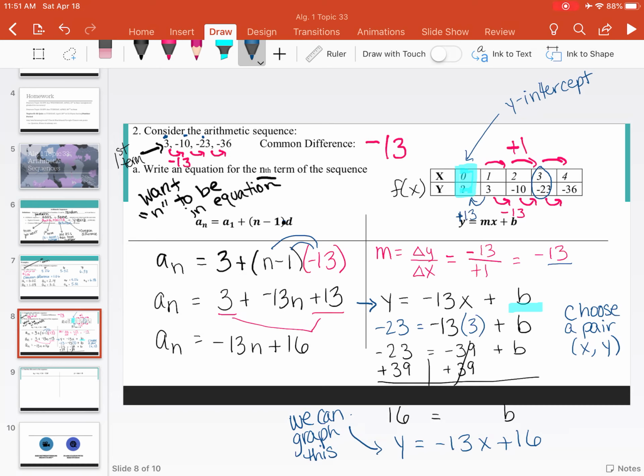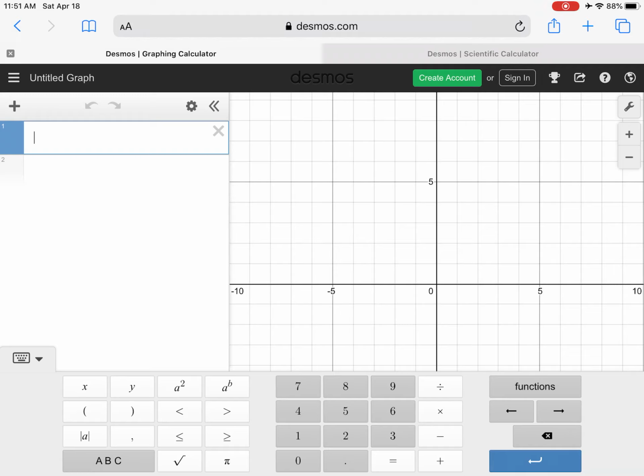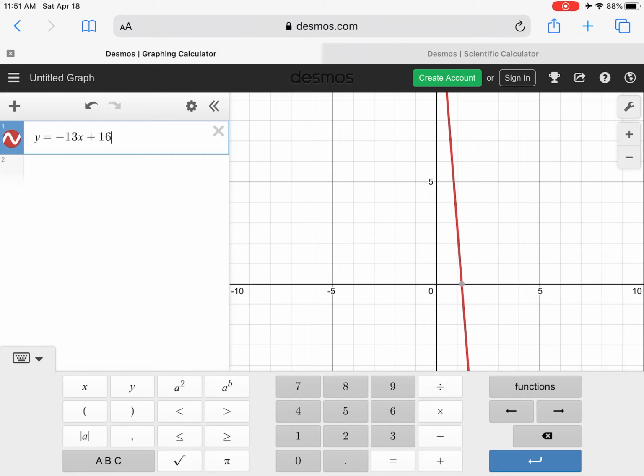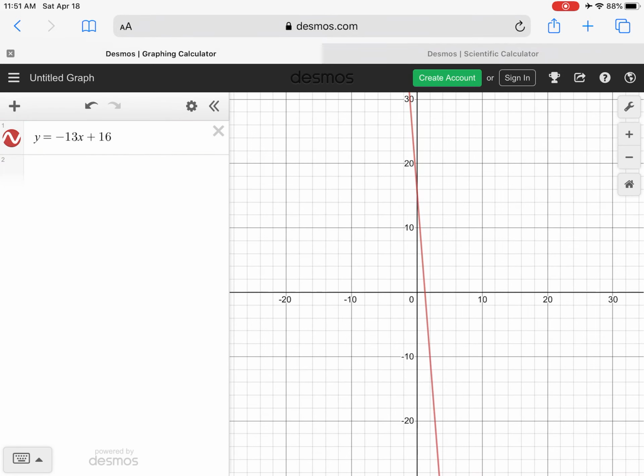I just wanted to show in this example, to build on what we've already learned in Algebra 1, that by knowing what our slope is and having a point, we can plug that in to solve for our y-intercept. It's all connected. So I'm going to graph this equation, y equals negative 13x plus 16, on Desmos, just so we have it handy for our next part of the example. Okay, here's our equation.